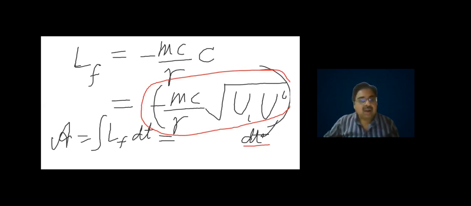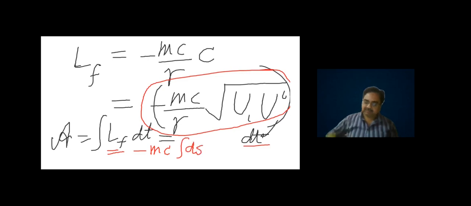u^i you already know. So if you want to open it out, you can obtain from here that this action is actually minus mc times the integration of ds. You can show from here, by using this expression of L_f which I have written in the middle, that the action is minus mc integration of ds. So please do this as a small problem. It is just a one-line problem, not a technically difficult one.